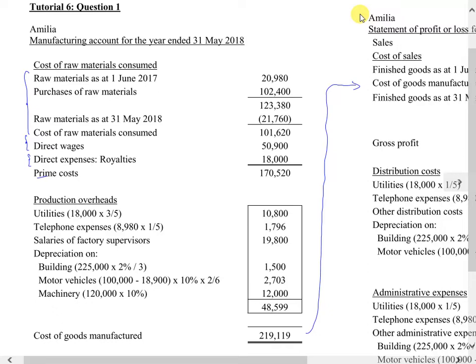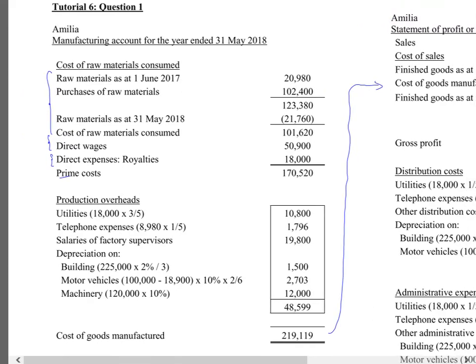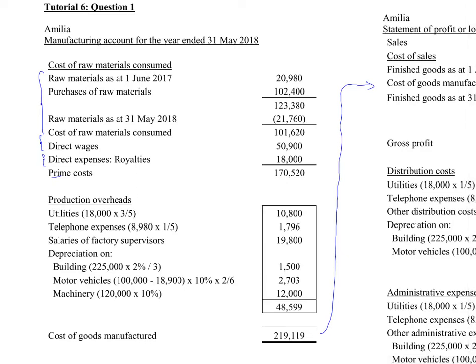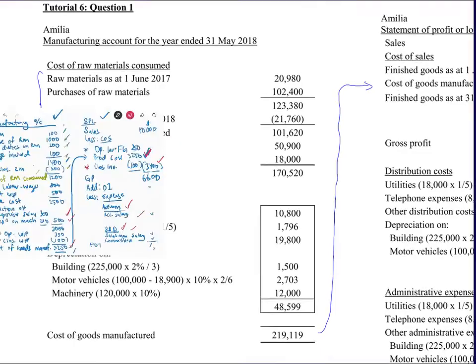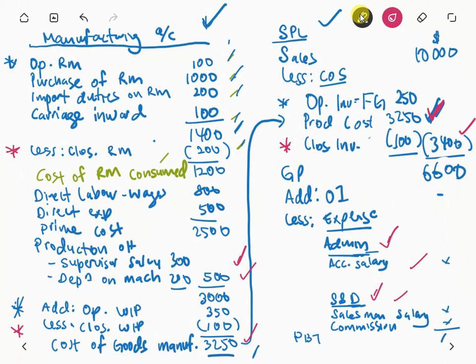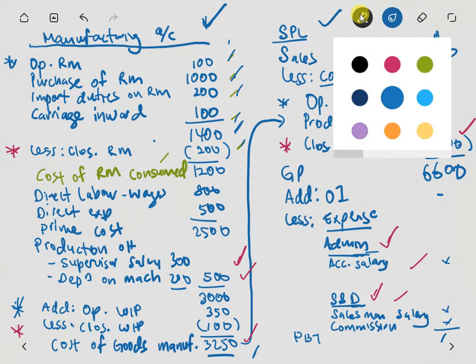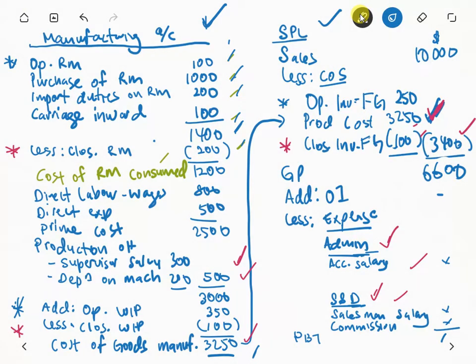Before I show you the SPL, the format: sales less cost of sales. What are cost of sales? Opening inventory finished goods. Do we have? Production cost, take from your manufacturing, 3250, and less closing inventory finished goods. Closing inventory finished goods is from your note 1.